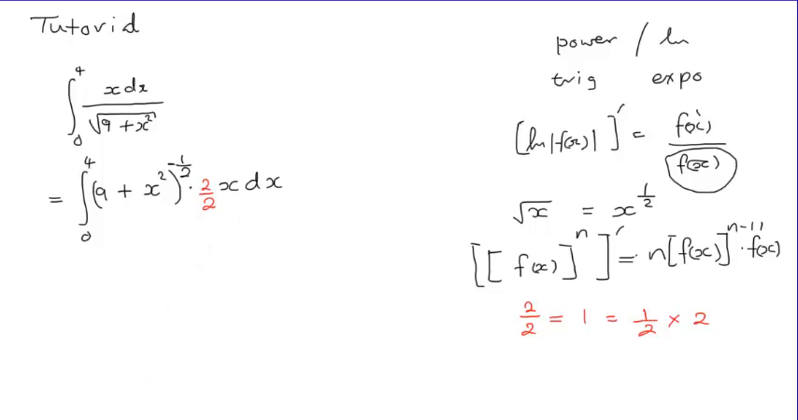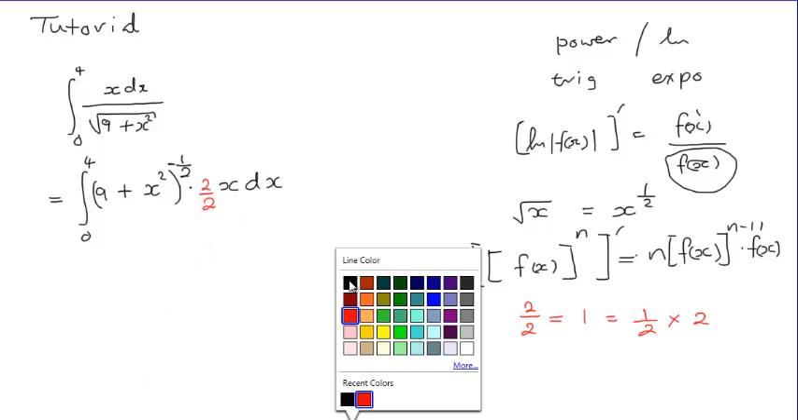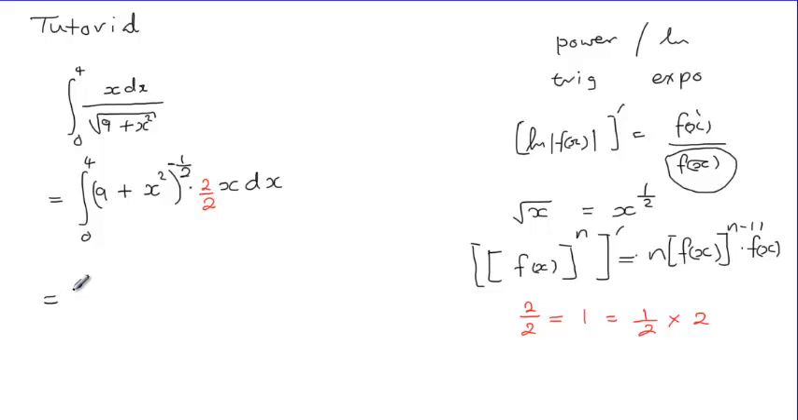So what can we write now? In the next line, you can write half, for that half, then the integral from 0 to 4 of 9 plus x squared, in brackets, to the power minus half, times 2x dx.